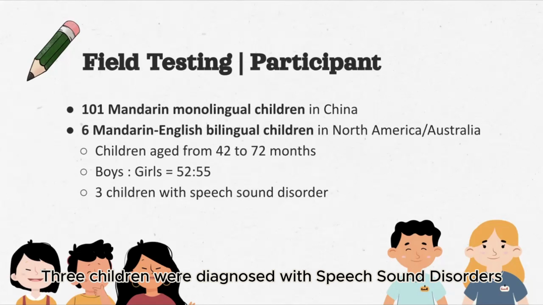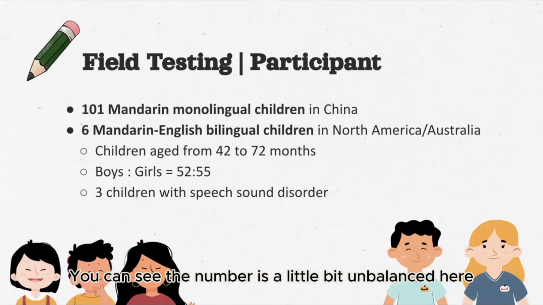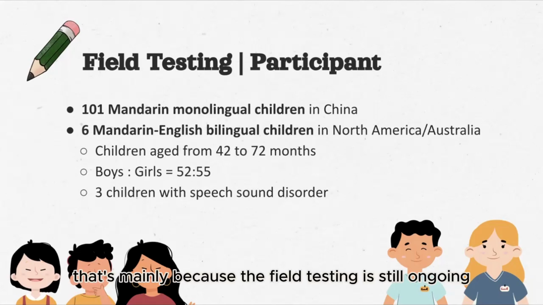3 children were diagnosed with speech disorders before they were enrolled in the study, and the rest of the children were reported to be typically developing. You can see the number is a little bit unbalanced here. That's mainly because the field testing is still ongoing.